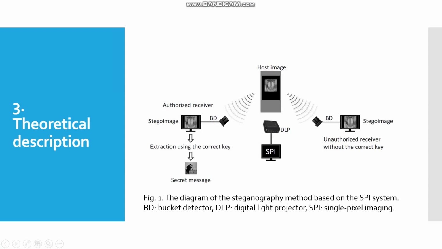So as you can see, there is a physical host image, a digital light projector DLP, and single pixel imaging. And this whole architecture is a single pixel imaging architecture. Anyone can detect this stego image because it's openly broadcasted through the bucket detector, but only the authorized person, or the person who has the RIM with them, can decrypt the secret message.